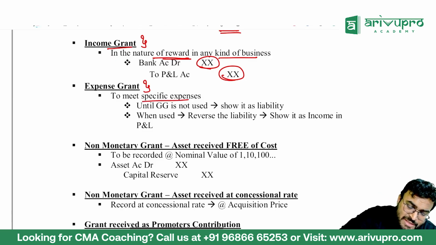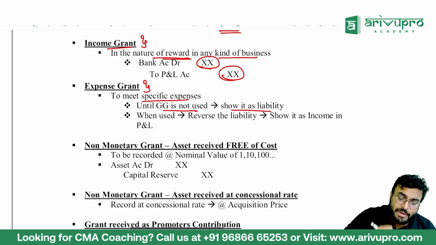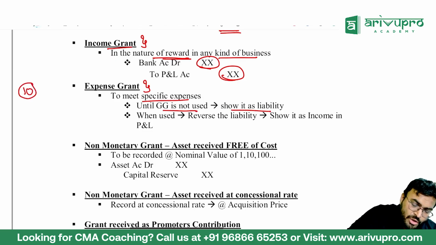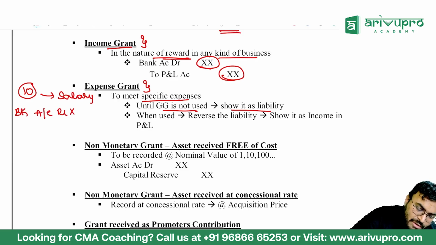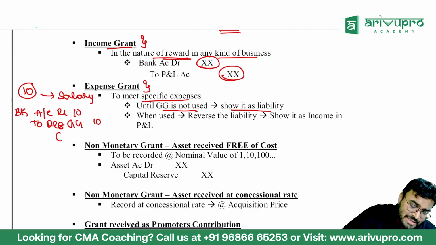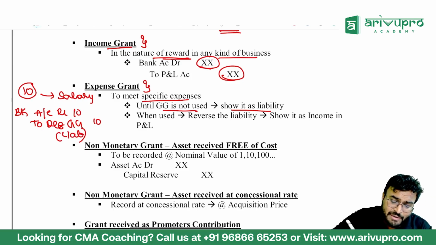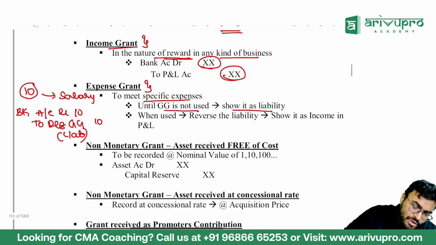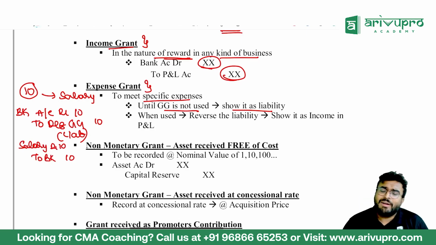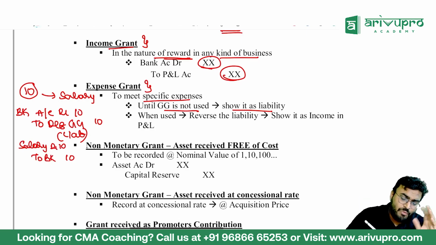the specific expenses. Until government grant is used, show it as liability. Government gave you 10 rupees and told you to use it only for paying salary. Now what will you do? When you get the money, you will write bank account debited to deferred government grant 10. That means you are showing this as a liability because it is not spent yet. Now when you spend the money for salary, you will pass the entry: salary account debited 10 to bank account 10. You will pass the entry that time. Then what you will do?